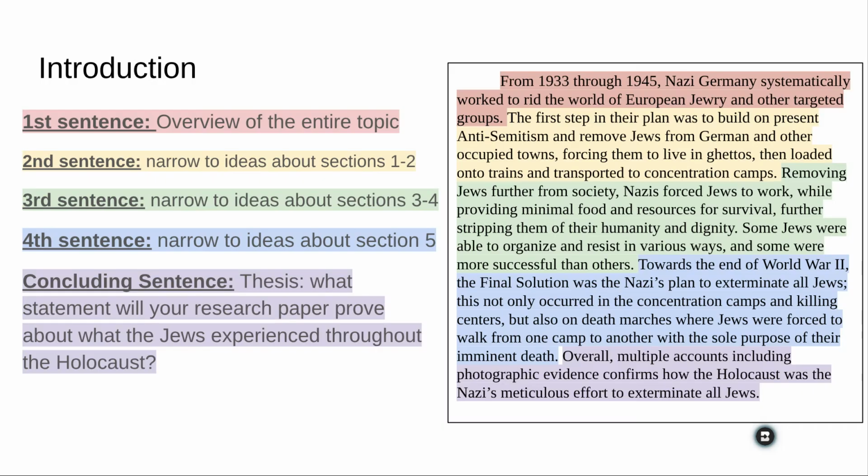Here is an example of it all together and color coded. You see my first sentence, my second sentence, my third and fourth, and then my concluding sentence. This might be nice to have sitting up while you are working on your introductory paragraph. Again, don't copy from your teacher, but use it as a guide or a model.